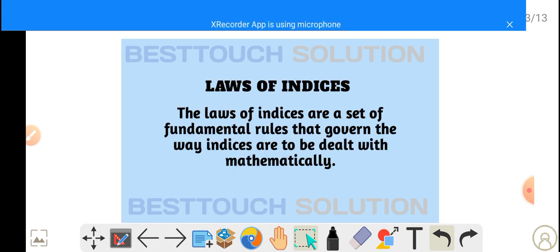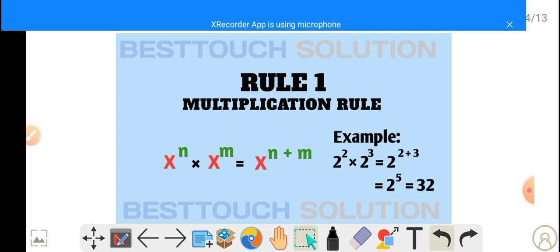Now let's take a look at the laws of indices. The laws of indices are sets of fundamental rules that govern the way indices are to be dealt with mathematically. Rule 1. We call this the multiplication rule. If two terms with a similar base are to be multiplied by each other, the indices have to be added.